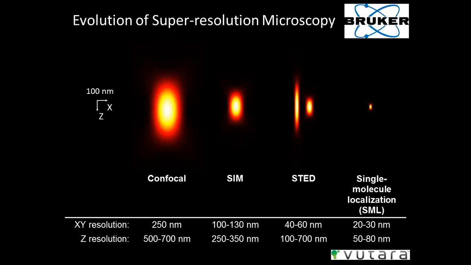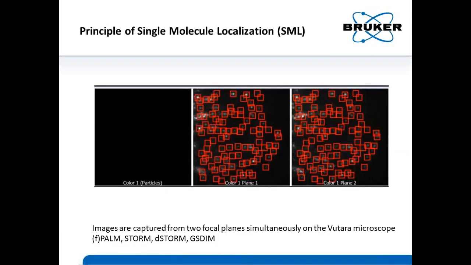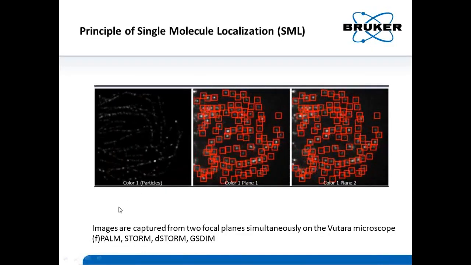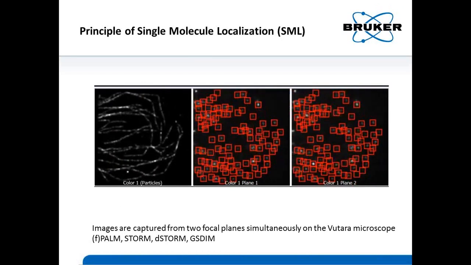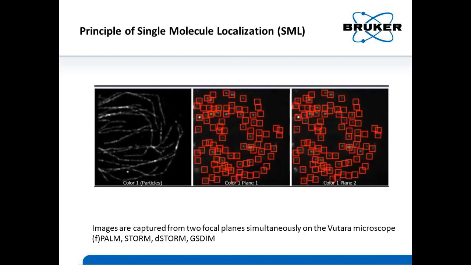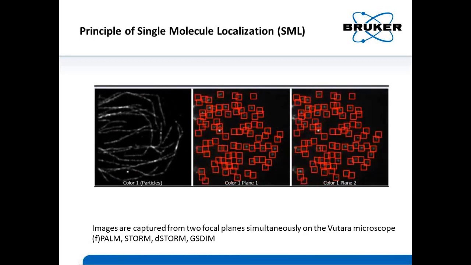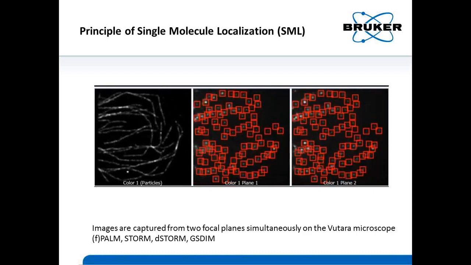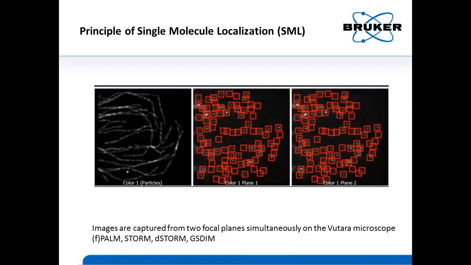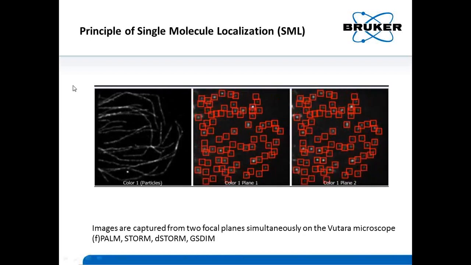So this technique offers the best resolution, but there is some sample preparation optimization that you would have to do to get the best out of this, and I'll talk more about that. In terms of how the technique works, the concept itself is fairly simple. You're labeling your sample, and you're either photo-switching or photo-activating the molecules so that you only have a few on at a time, and then you're building up the image, as you can see here.